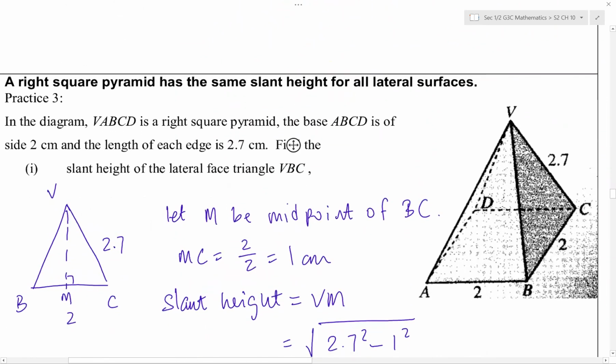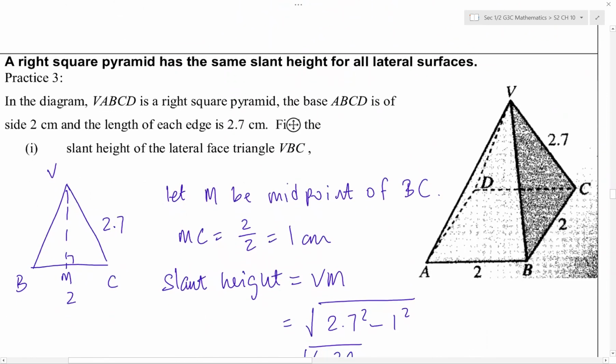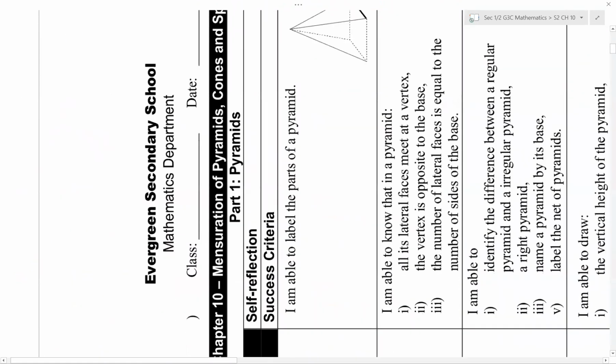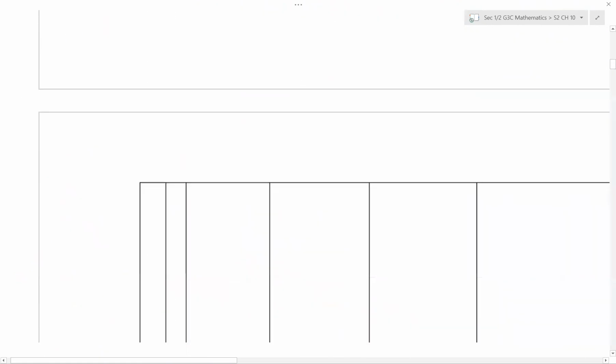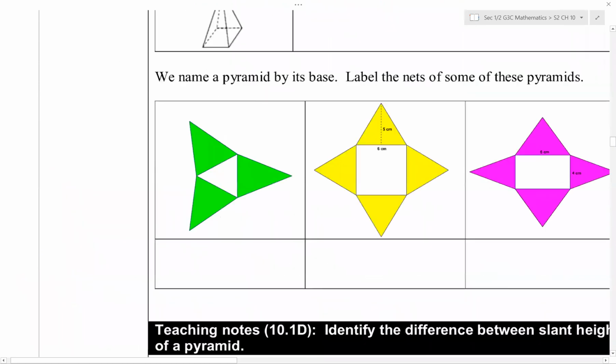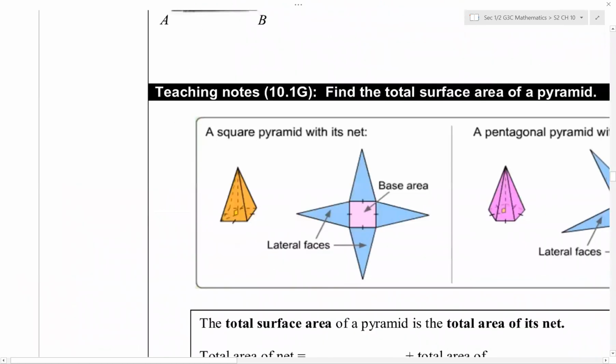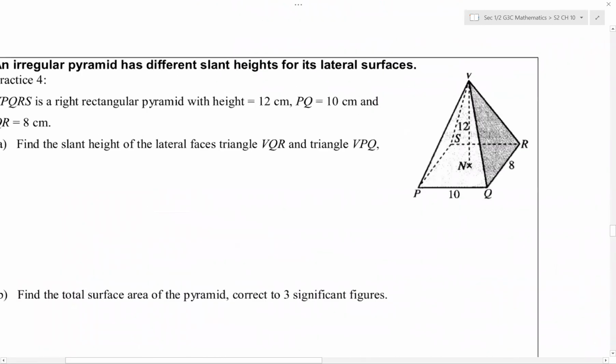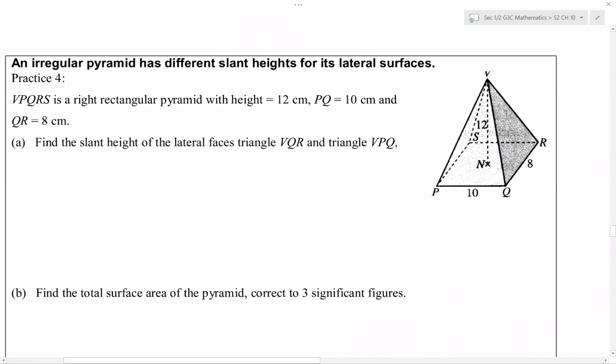Okay, now right square pyramid has the same slant height. So we see the phrase being used as slant height. You need to know which is the slant height. Okay, so same slant height for its lateral surfaces. Lateral surfaces refer to those that are not at the base.